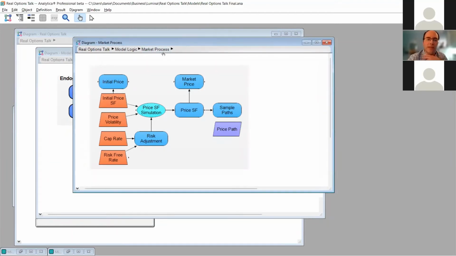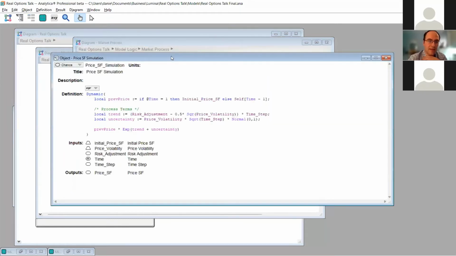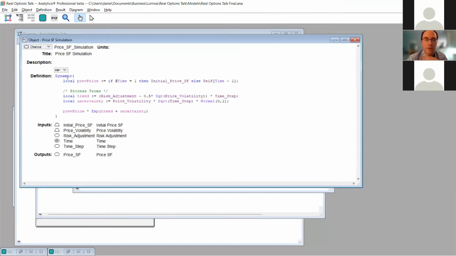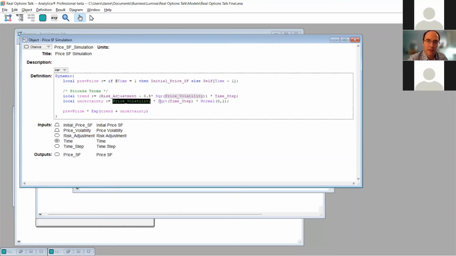So back to the exogenous state of the market process, we need to simulate the price per square foot of a completed apartment building over time. And this, again, uses dynamic, but now we're moving forward through time, and this is just something I put in so I didn't have to rewrite below in the initial period. But the process is subject to a trend, and then also uncertainty is captured through the volatility, through the square root of time, and a draw from a normal distribution.